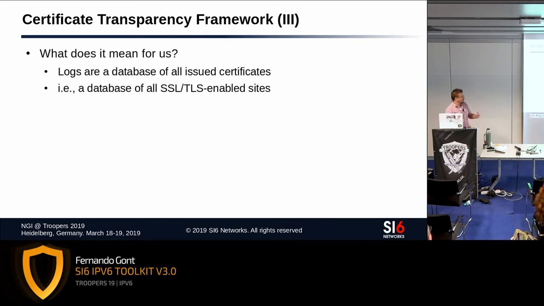Now, what doesn't matter for us? I mean, the details of the framework don't matter. It's just an introduction. But the whole point is that these logs for the certificate transparency framework are essentially a centralized log where the domain names for each SSL-enabled site is present there. So if there is a site that is SSL-enabled, well, they will have the domain name recorded on the certificate transparency framework logs, okay?